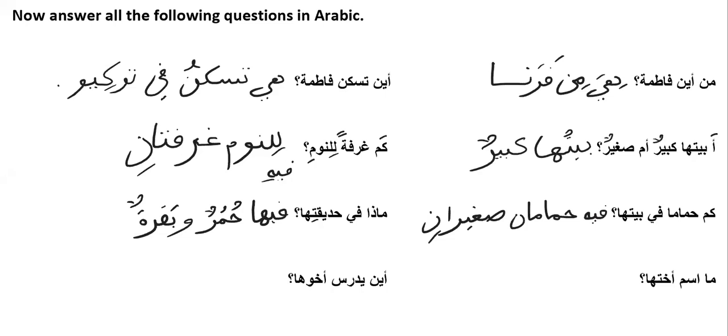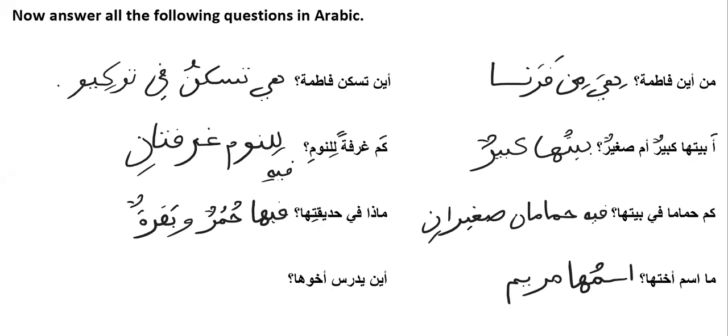Jayyid. Masmu ukhtiha? Abu Yusha. Masmu ukhtiha. أختها. No, we say اسمو. اسم أختها. اسمها. اسمها مريم.